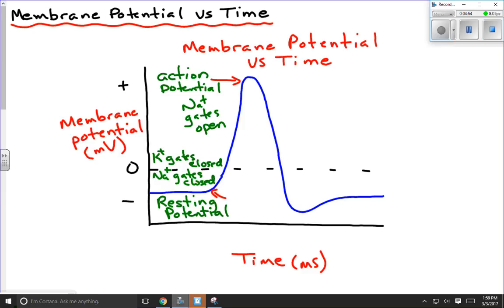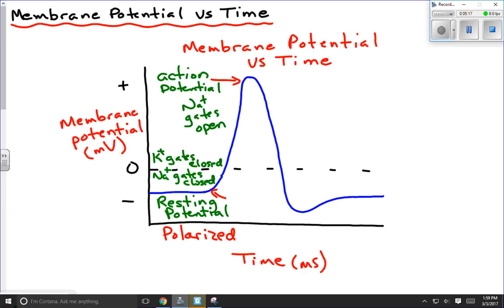So we have to cause that charge to go back down. To do that, we have to repolarize the neuron. Now, the term repolarize comes from the fact that resting membrane potential is known as a polarized neuron. It's polarized. Polar means having opposites. The inside is opposite to the outside, negative inside, positive outside.